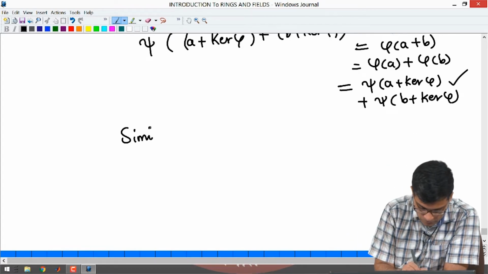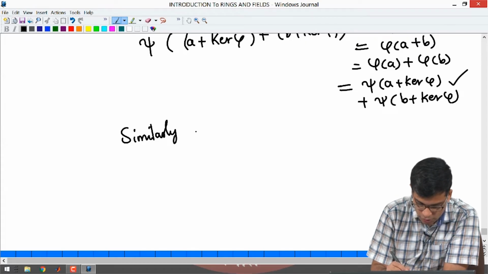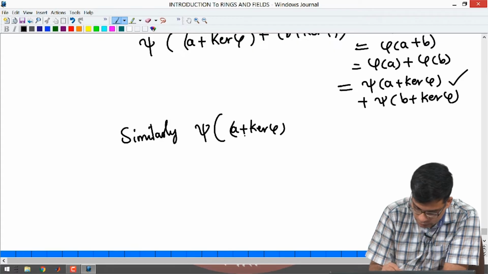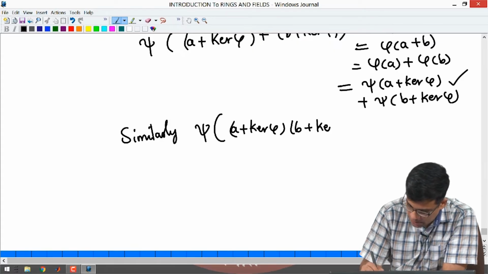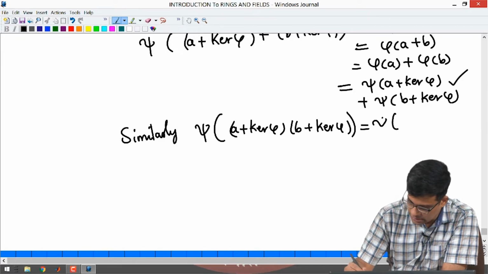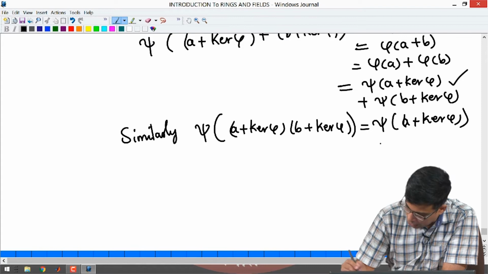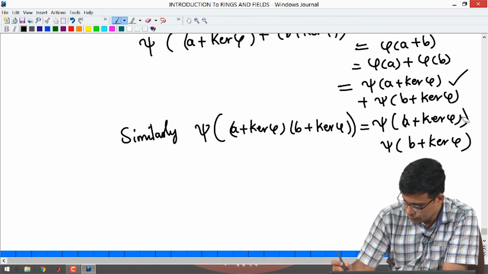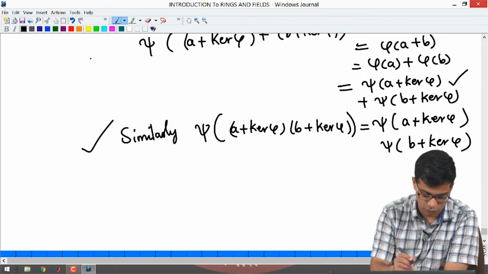Similarly, exactly the same calculation shows that psi of (A plus kernel phi) times (B plus kernel phi) is psi of A plus kernel phi times psi of B plus kernel phi. There is nothing really to do here. Okay, so this is also okay.